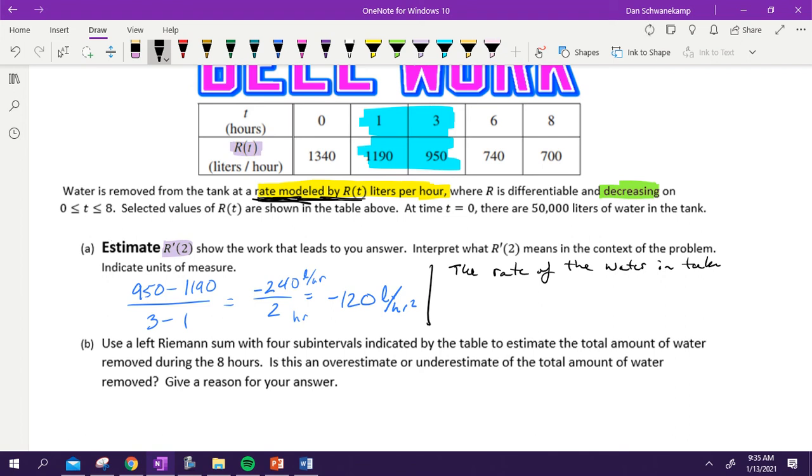So what does R of T mean? It's the rate of the water in the tank. What is happening to it? It is decreasing by negative 120. No, by positive 120, because we use the word decreasing. Don't say decreasing by a negative. It's a double negative. That's bad. 120 liters per hour squared. It is decreasing by that.